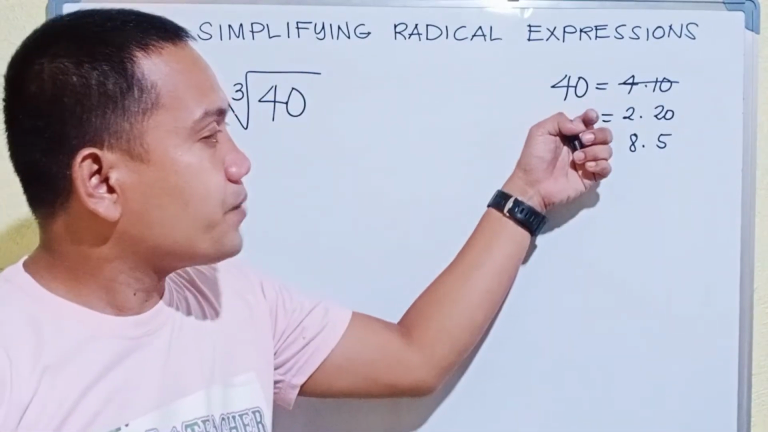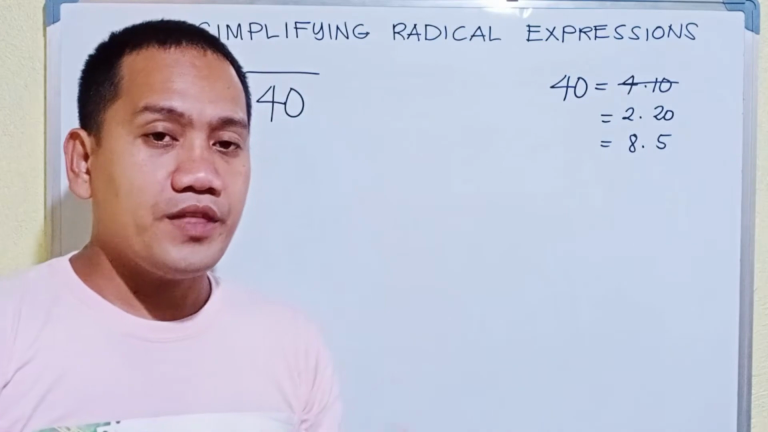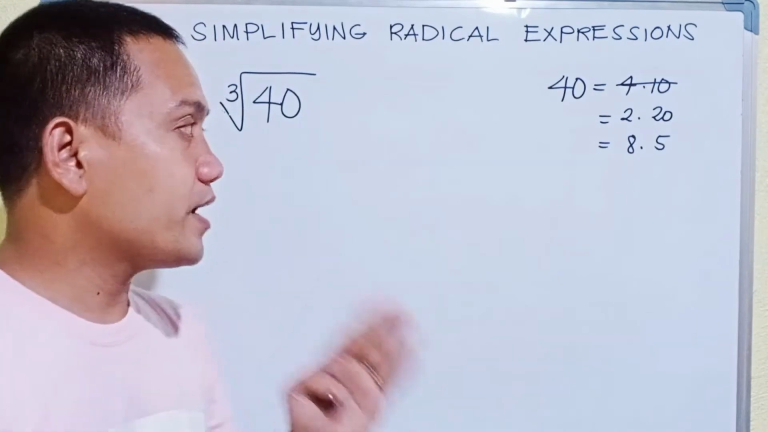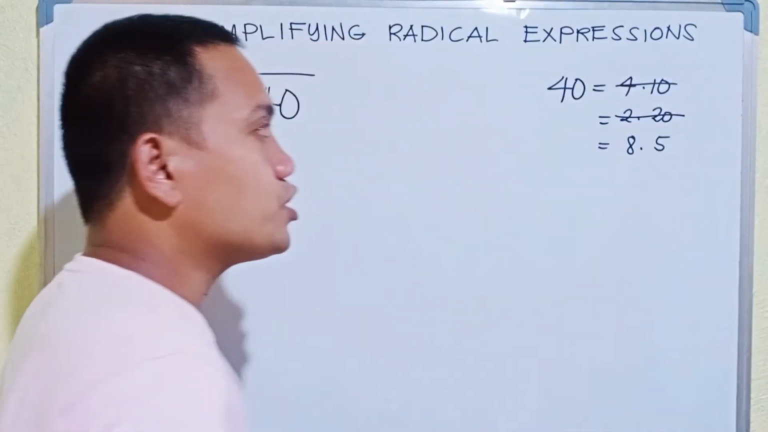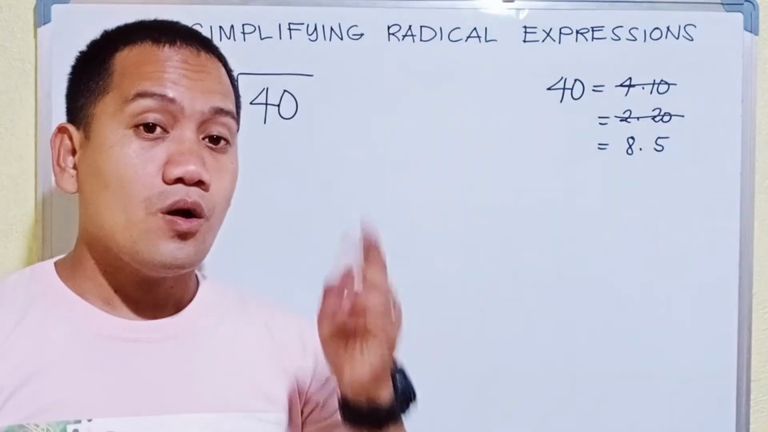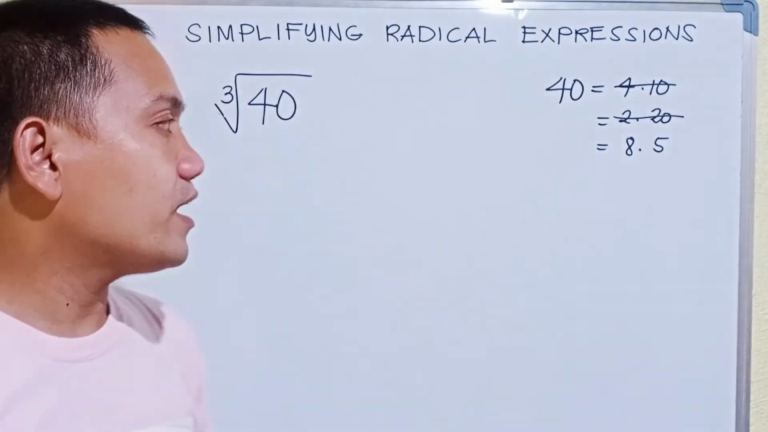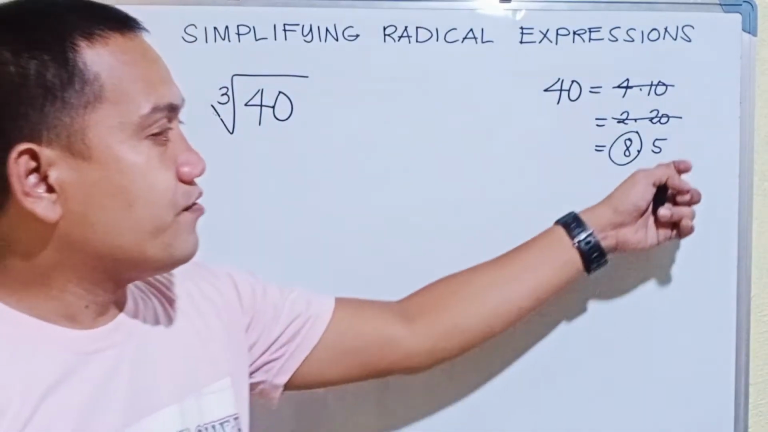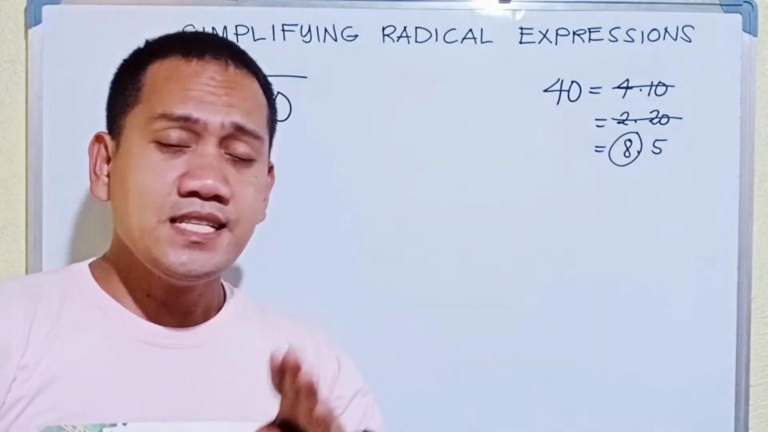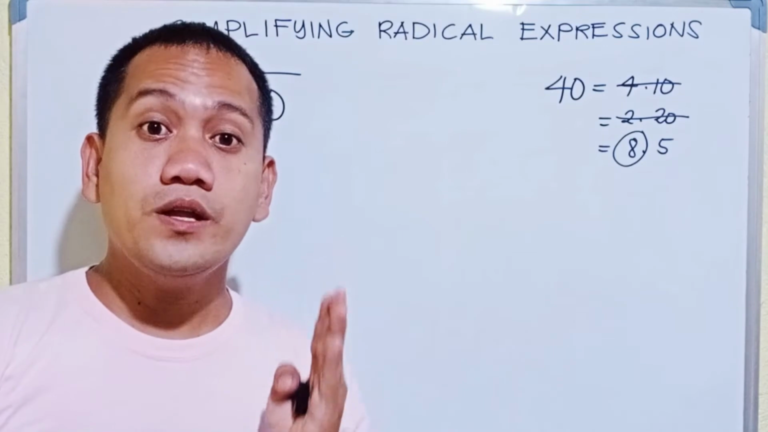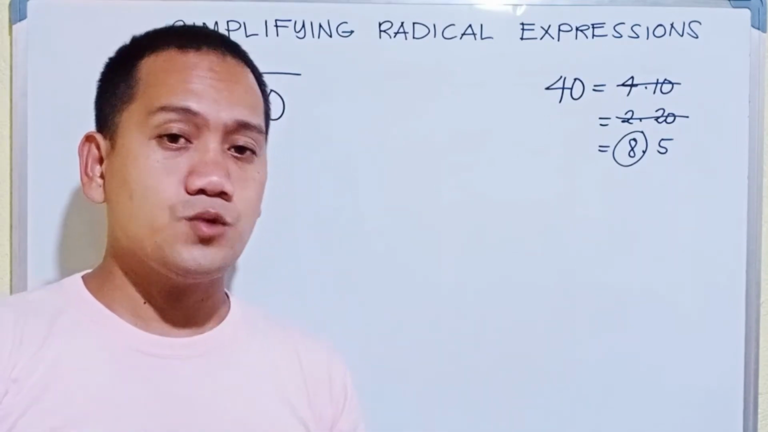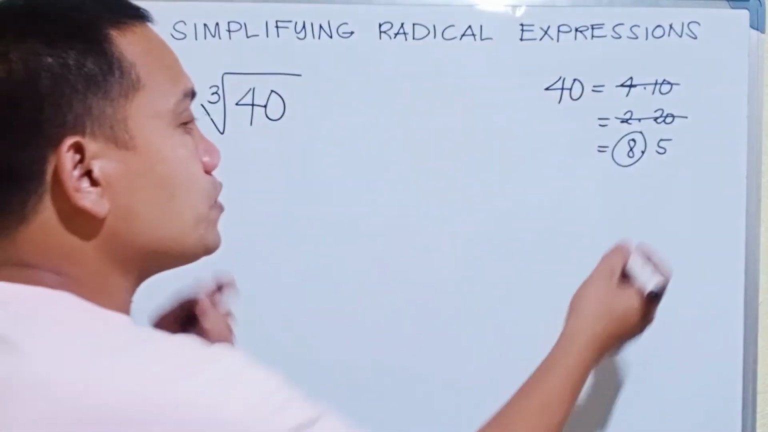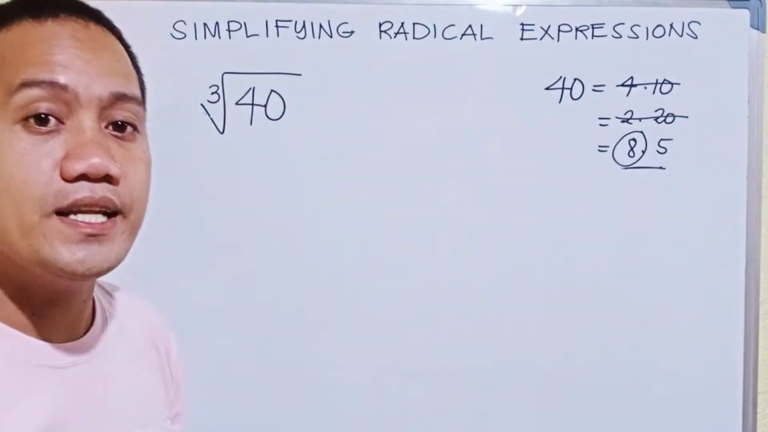On the second pair, 2 times 20, there is no perfect square, there is no perfect cube. So again, we cannot utilize these factors to simplify our radical expression. While on the third pair of factors, 8 and 5, 8 here is a perfect cube, while 5 is a non-perfect cube. 8 is a perfect cube because it is the result when we raise 2 to the third power. That means we will multiply 2 by itself 3 times. So, from this set of factors, we will use this one to simplify our radical expression.